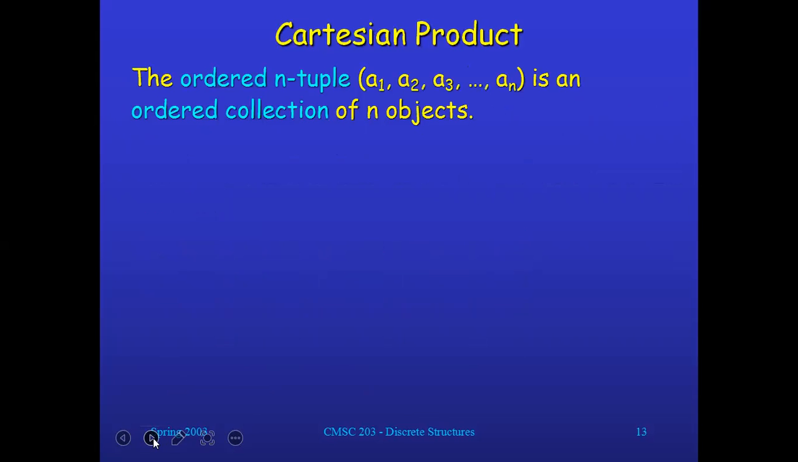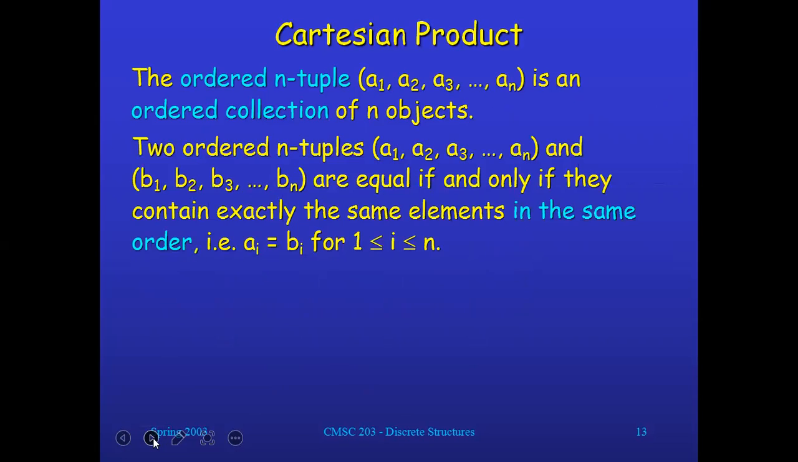Now, Cartesian product. The ordered n-tuple A1, A2, A3, up to An, is an ordered collection of n objects. Two ordered n-tuples A1, A2, A3, up to An and B1, B2, B3, up to Bn are equal if and only if they contain exactly the same elements in the same order. That means Ai equals Bi, where 1 is less than or equal to i is less than or equal to n. So this ordered pair will be the same.